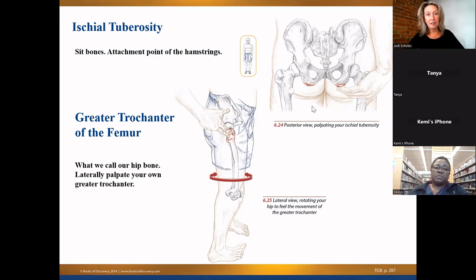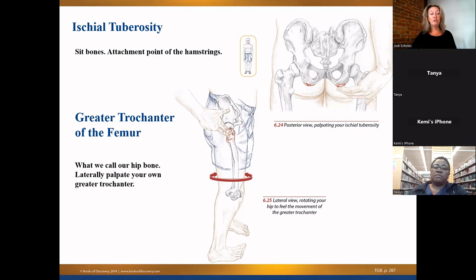We care about that because it's where the hamstrings attach. And so sometimes when working the hamstrings, we have to go all the way up to the sit bones to get to the attachments, the tendons of the hamstrings. But hopefully working the belly of the hamstrings will be enough. We'll see the hamstrings in just a moment. But that's why we care about the ischial tuberosity, because we sit with good posture when we sit on our sit bones, but also it's where the hamstrings attach.